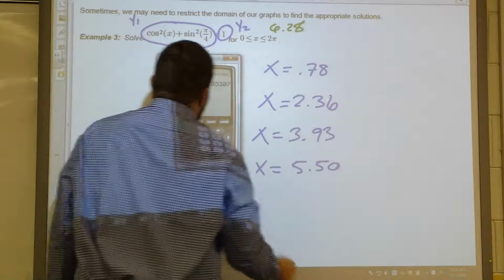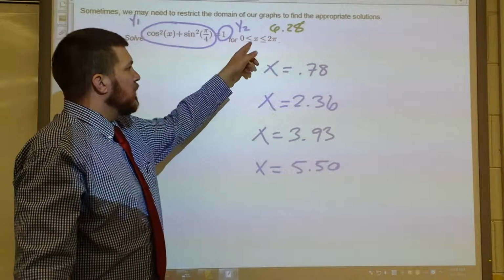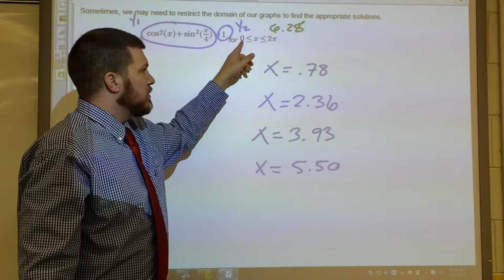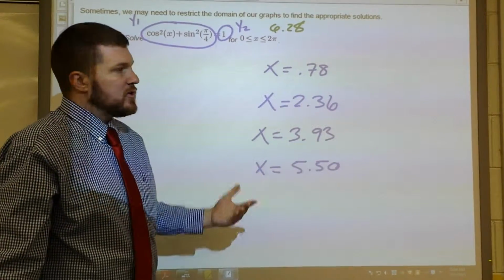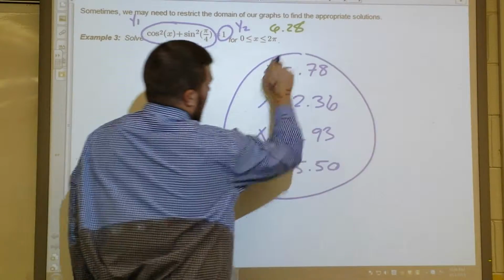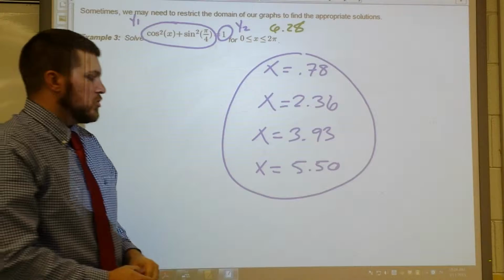So essentially, if I round, obviously I want to type in 2 pi to be as exact as possible, but essentially if I round, I want my x values for my answers to be between 0 and 6.28, which all of these are. So these are all valid solutions. So this equation on this interval that I've restricted the domain on has 4 solutions.